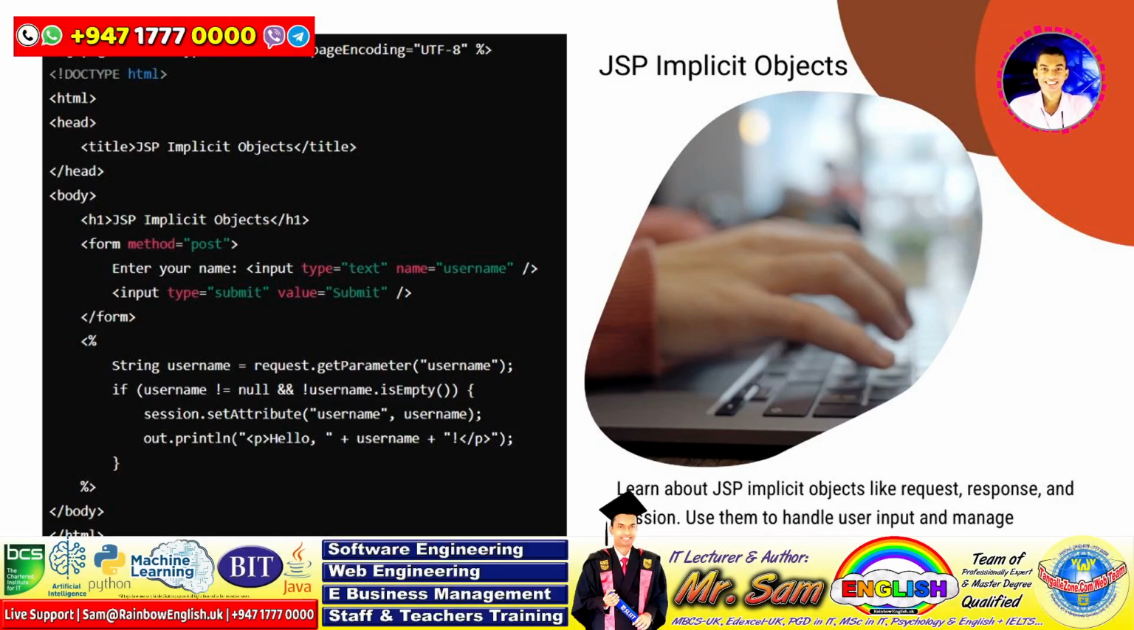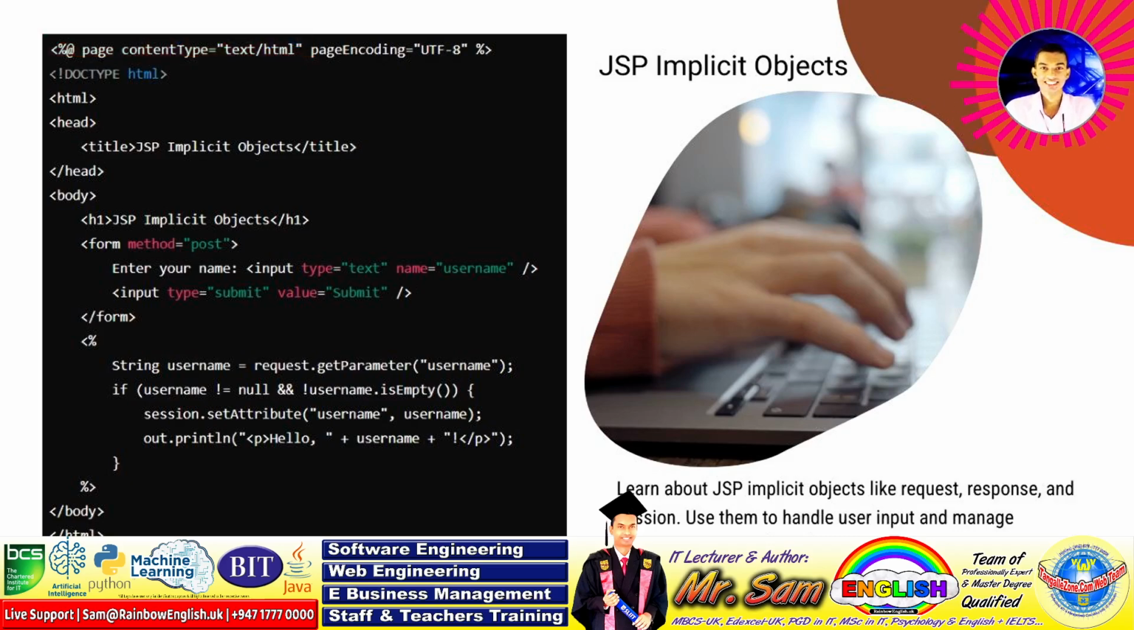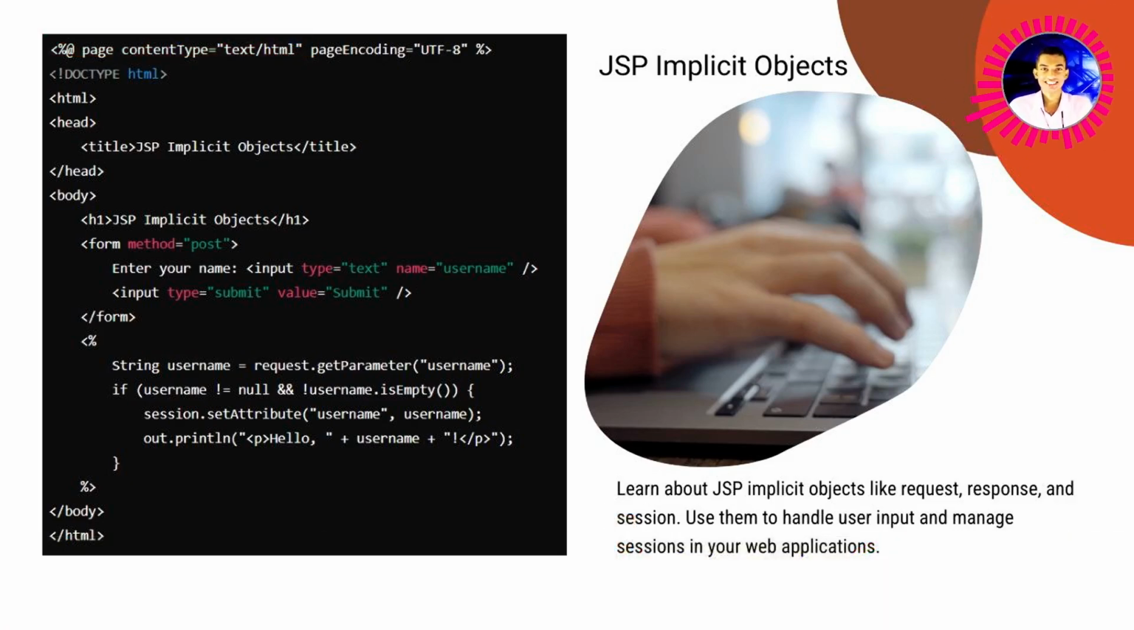For example, the request object allows you to access the HTTP request data, while the session object allows you to store and retrieve user-specific data across multiple requests. In this scene, we'll demonstrate how to use some of these implicit objects to handle user input and manage sessions. This will help you understand how to leverage these powerful tools to create interactive and stateful web applications.